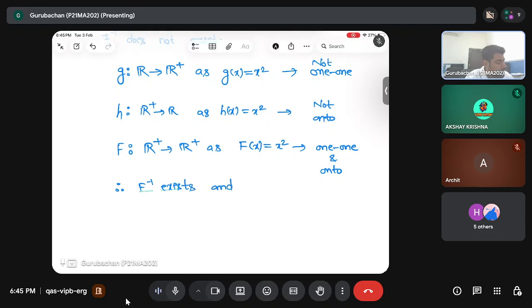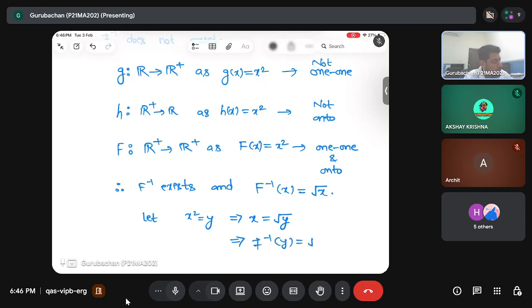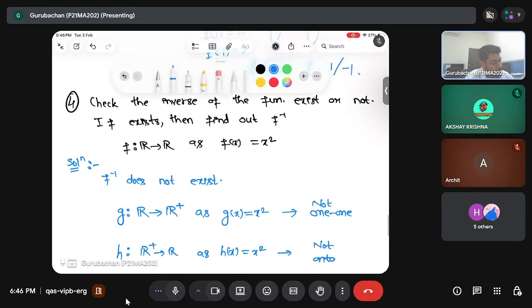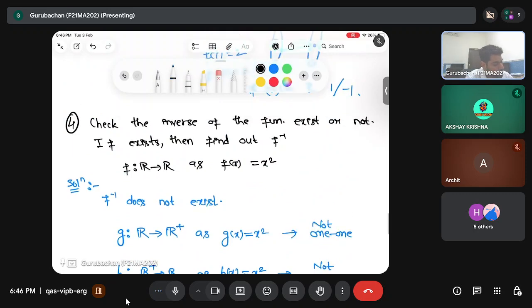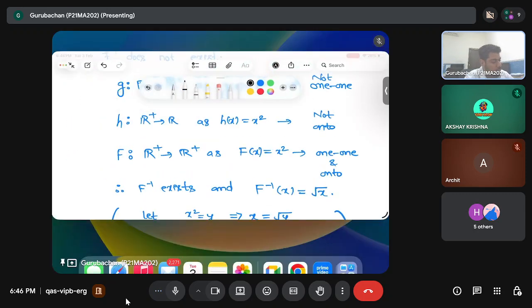And what will be f inverse? Under root of x. Why? Let x square equal to y. So it will imply x is equal to only under root y. The reason is we are only taking positive numbers. So that means f inverse of y is under root of y. Is it clear? Okay.